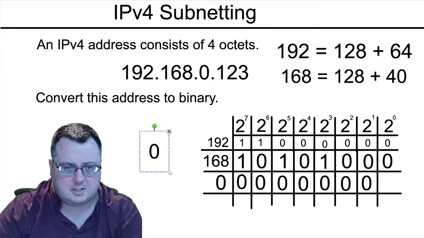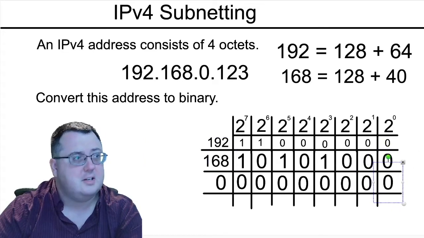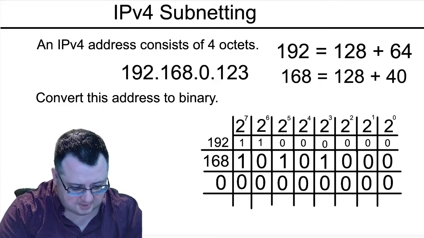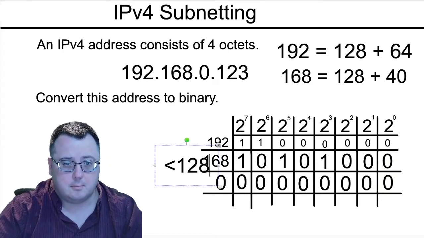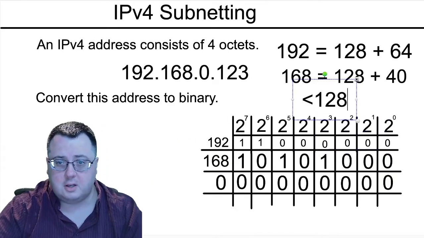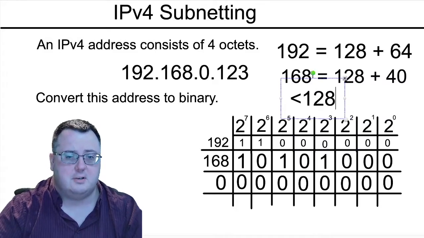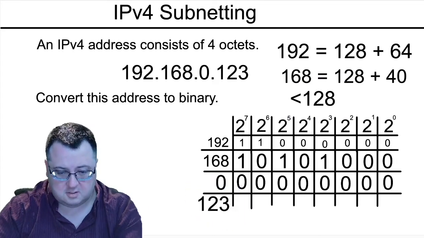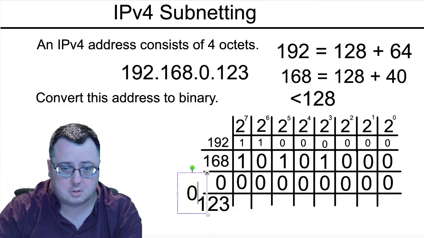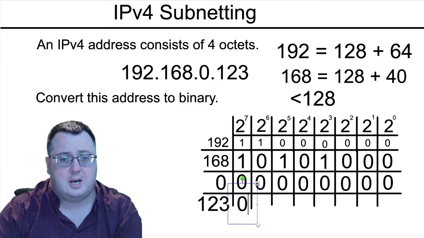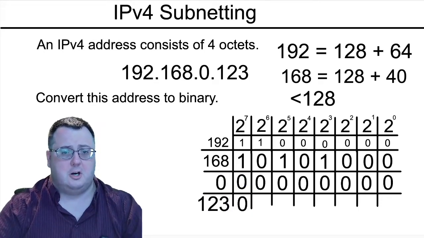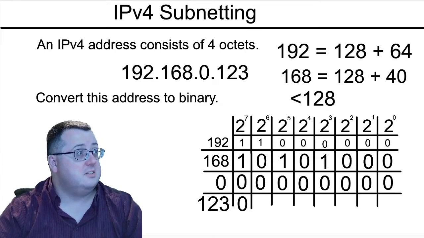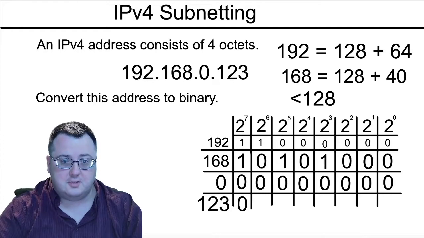Lastly, but by no means least, we have 123. So 123 is less than 128. Okay, so that means 2 to the power 7 will be 0. And I'm going to move this 123 here. 0 will go in the box here. And we now have to make up 123 out of the numbers that we know. So 64 plus 32 will make 96. So those are both going to be 1s.